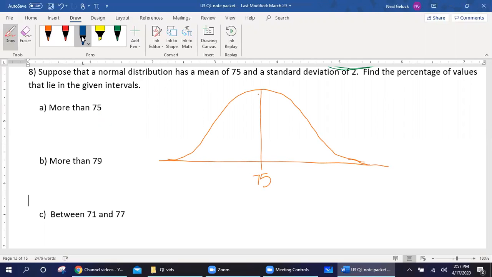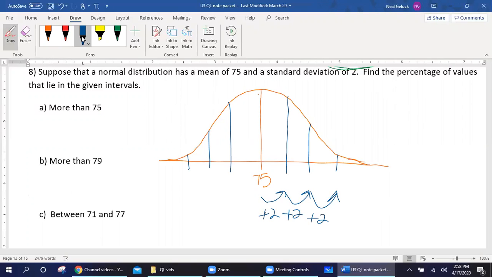And then on each side, I'm going to try to draw 3 evenly spaced lines. 1, 2, 3. 1, 2, 3. And the distance from the middle to each one of these is the standard deviation. So these are all going to be +2, +2, +2. Likewise, going down this way, these are all going to be -2, -2, -2.